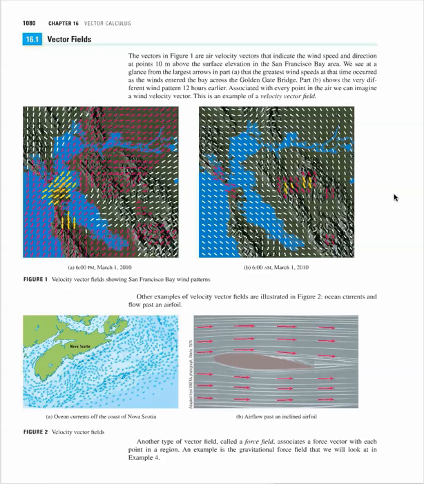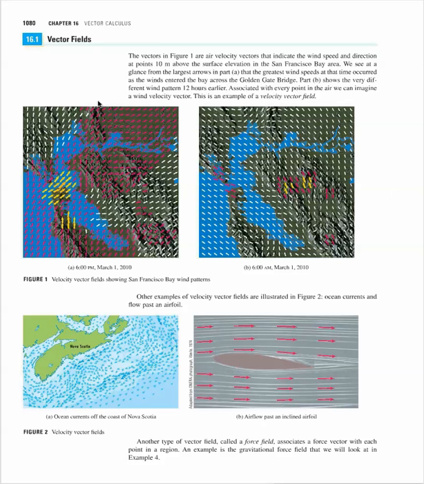So we're getting into chapter 16 here, which is vector calculus, and this is the section where we introduce the basic object that we're going to be working with, which is vector fields. Most of this section is taken up with examples of various types of vector fields. Let's kind of page through it.